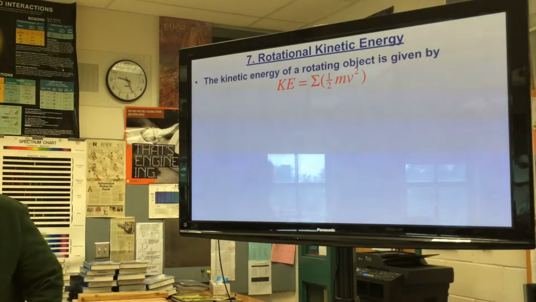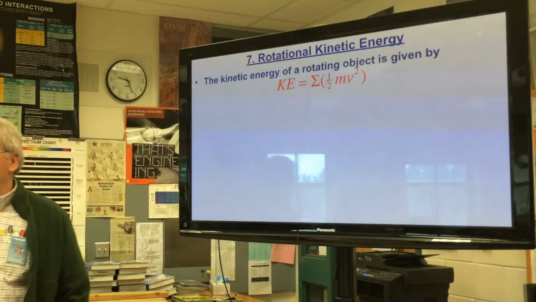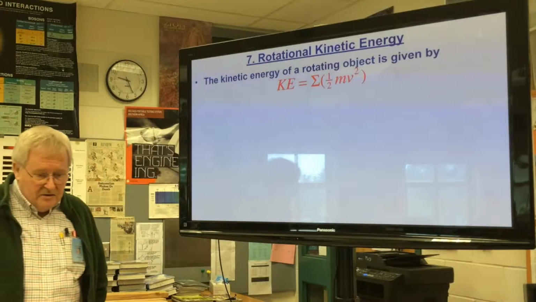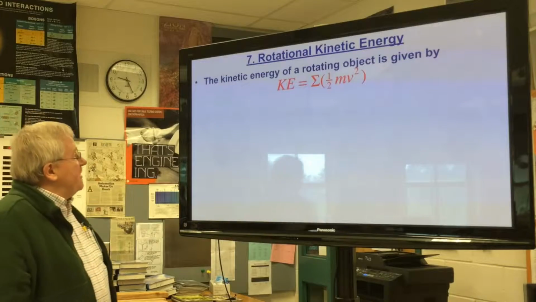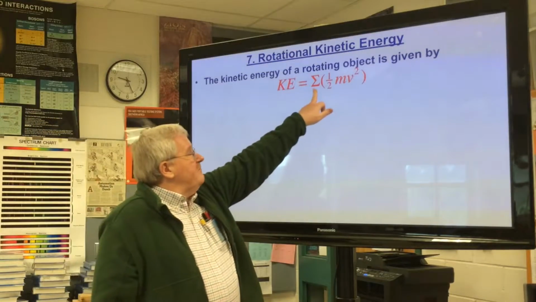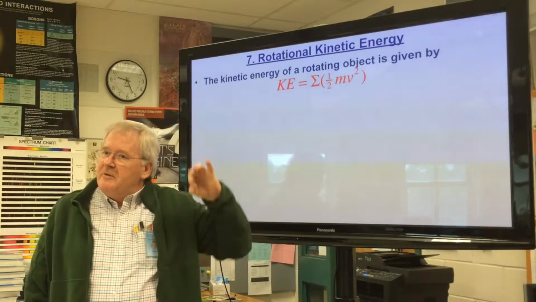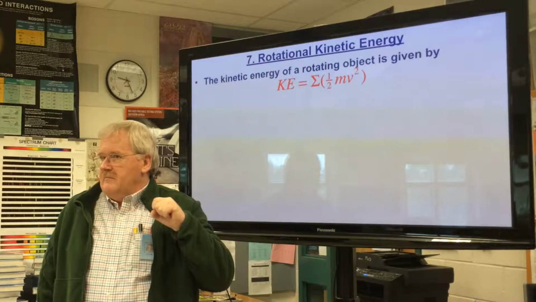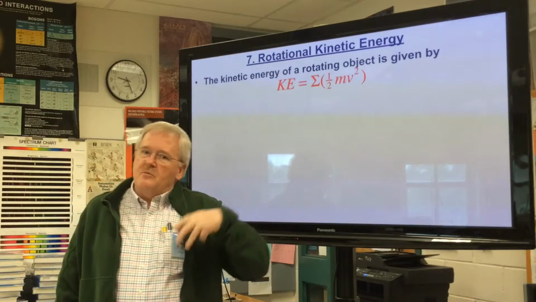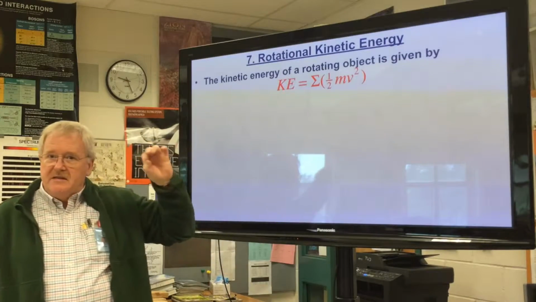Okay, today we're going to talk about rotational kinetic energy. So the rotational kinetic energy of an object is given by the sum of all the little half mv squareds of the distributed mass. Okay? So we have to take into account the fact that the mass is distributed.